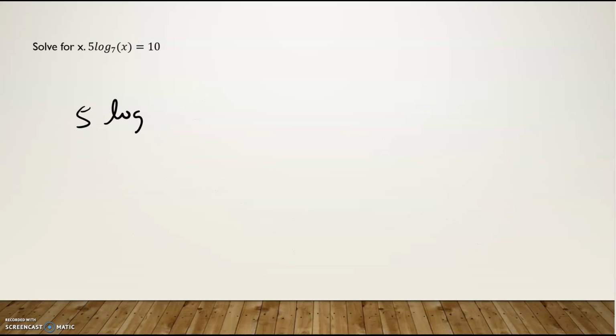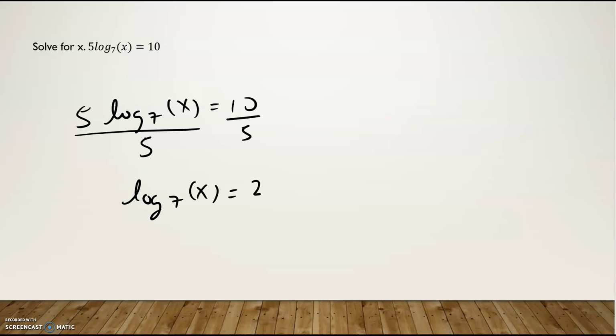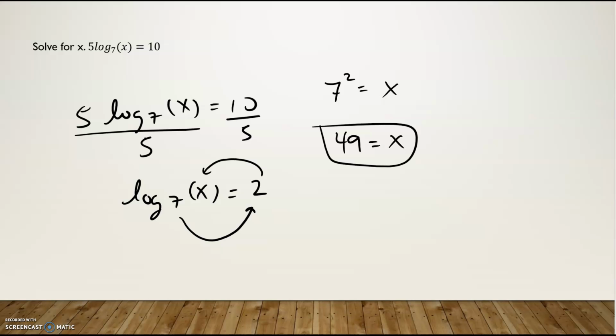Okay, let's try this one. 5 times log of base 7 of x is equal to 10. I'm going to divide both sides by 5. So log base 7 of x is equal to 2. 7 raised to 2 is equal to x. 7 times 7 is 49. So our answer is 49.